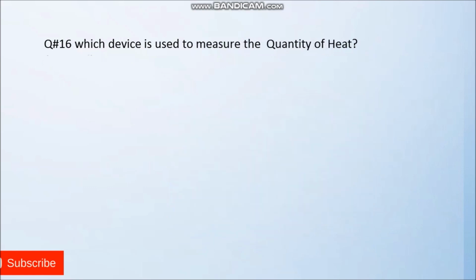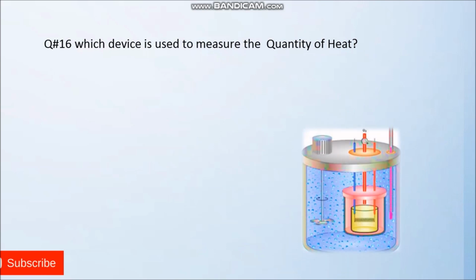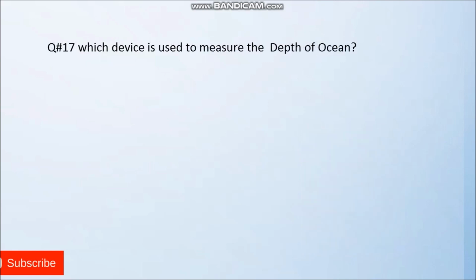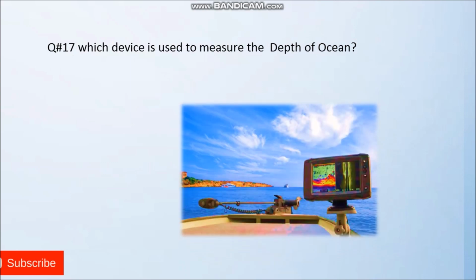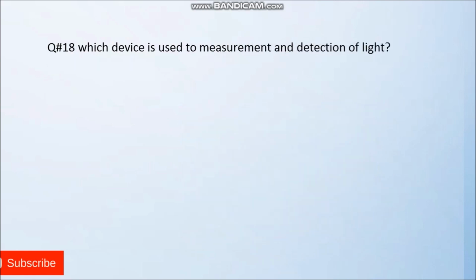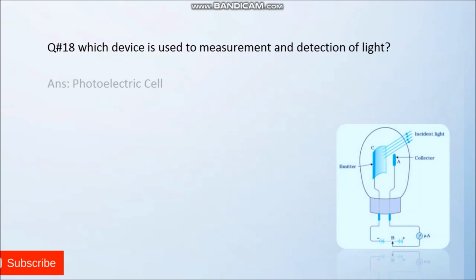Question number 16, which device is used to measure the quantity of heat? Answer is calorimeter. Question number 17, which device is used to measure the depth of ocean? Answer is fathometer. Question number 18, which device is used to measurement and detection of light? Answer is photoelectric cell.